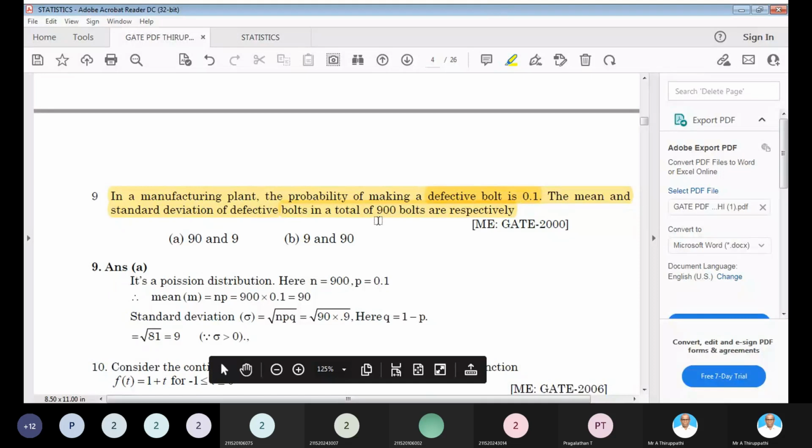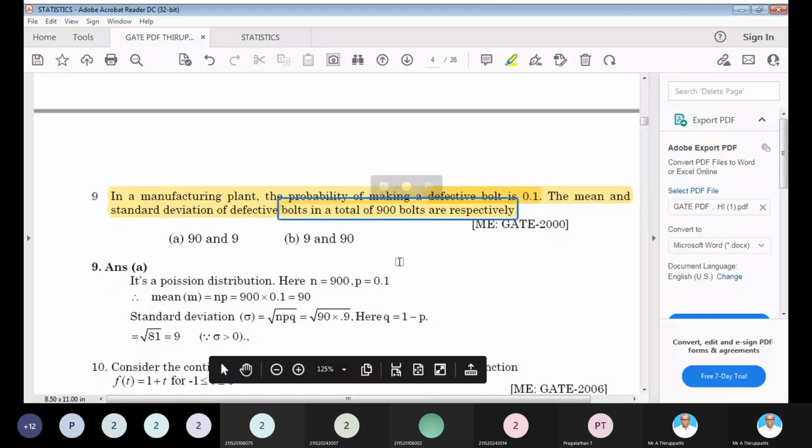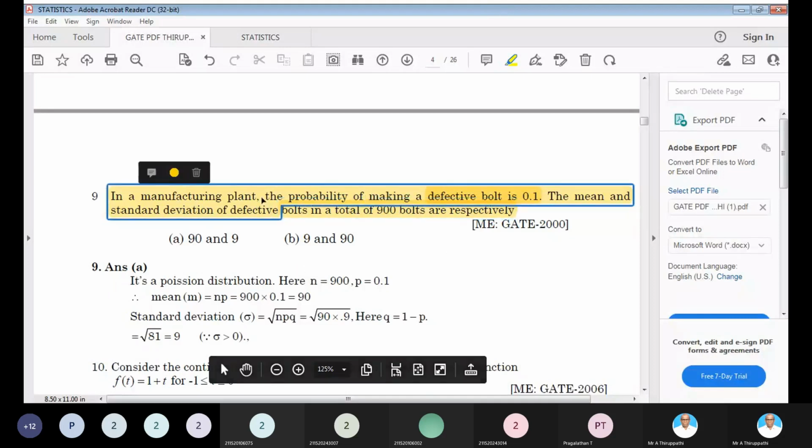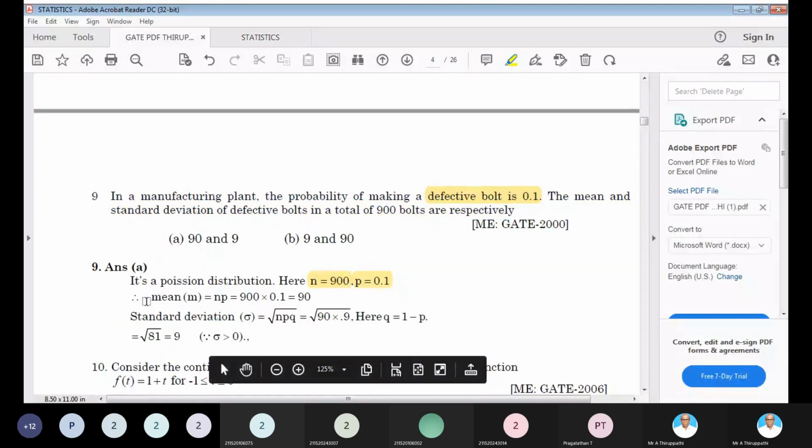So how many numbers? 900. So n is equal to 900. Now, the mean, using the binomial distribution. What is the mean? np. n is equal to 900, p is equal to 0.1. n into p, 900 into 0.1 is equal to 90. So the mean is equal to 90.